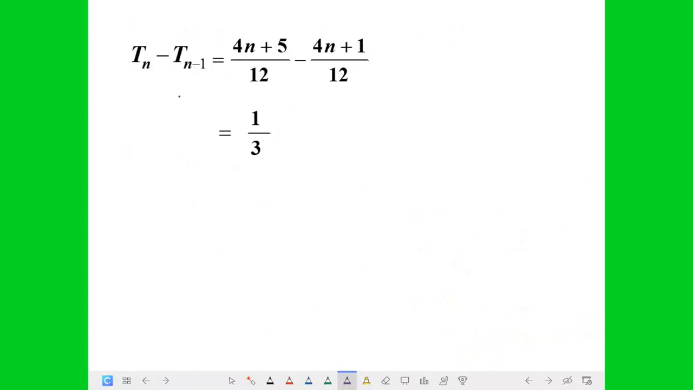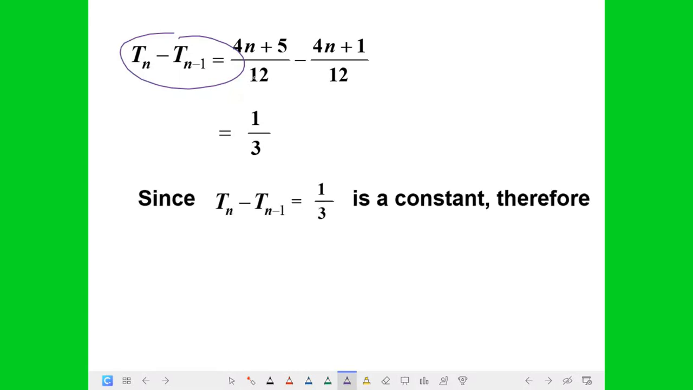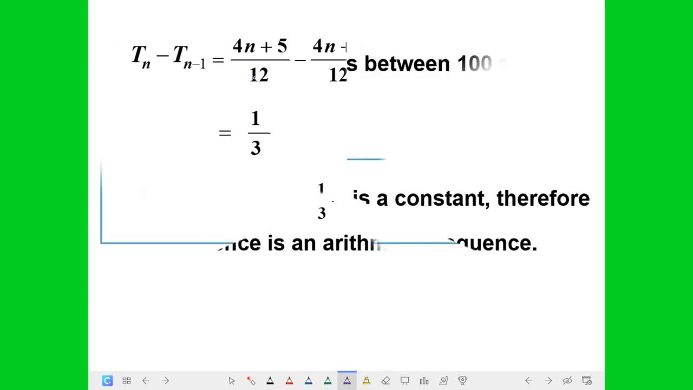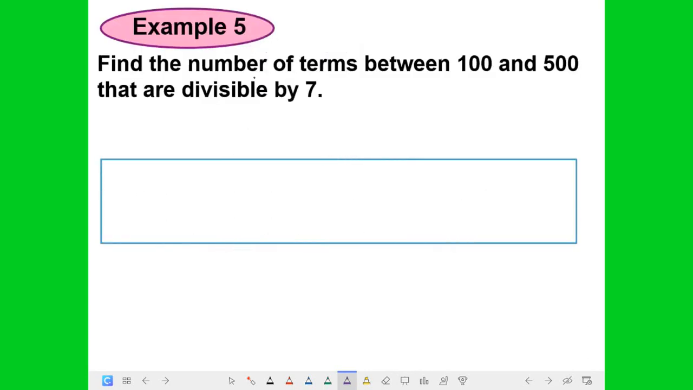They do Tn minus Tn minus 1, and get a constant. Conclusion: therefore, the sequence is an arithmetic sequence. Example 5: find the number of terms between 100 and 500 that are divisible by 7.